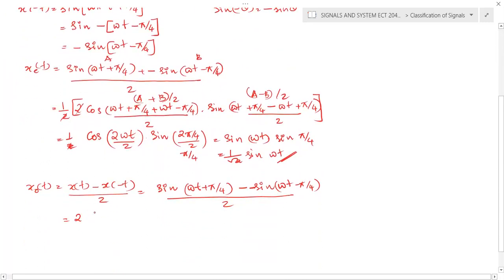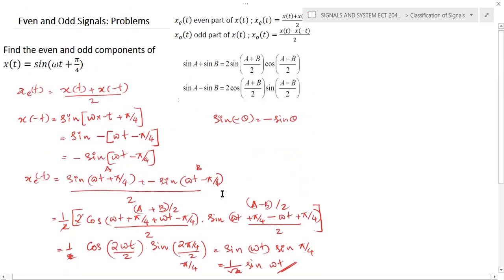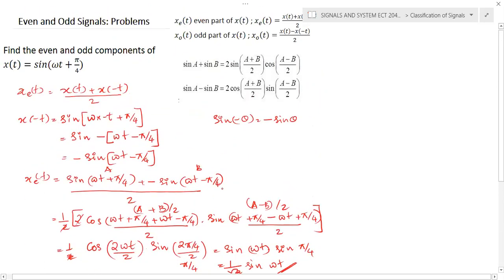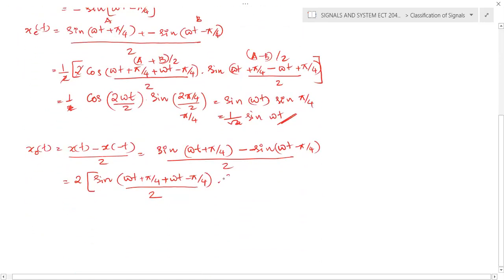So that you can write 2 sine of a plus b, so you can write omega t plus pi by 4 plus omega t minus pi by 4, that is sine of a plus b, the whole divided by 2, into the second term, which is actually cos of a minus b by 2. So you can write cos, where a is omega t plus pi by 4, minus b means minus omega t plus pi by 4, so the whole divided by 2.